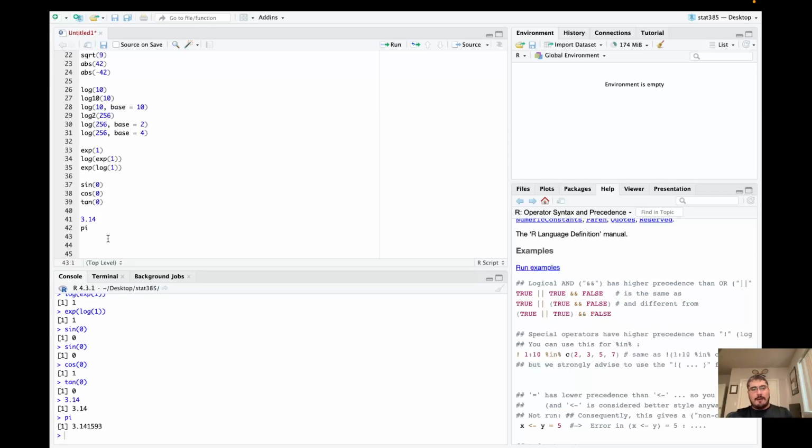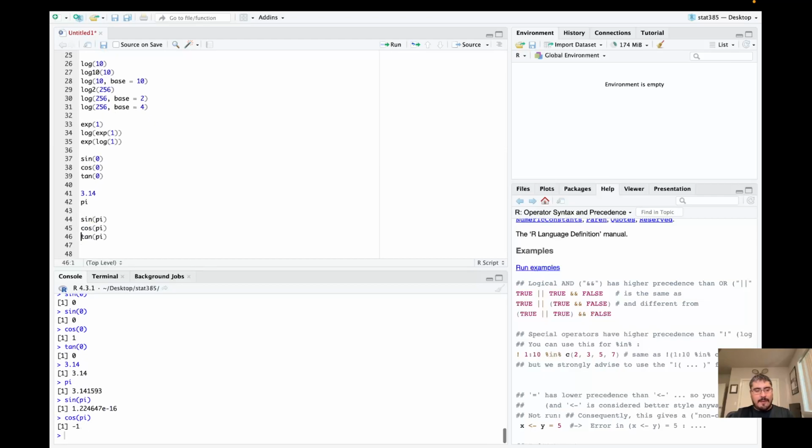Okay, so now where things get a little bit confusing is in what happens when we do sine of pi. Right here, we know mathematically that sine of pi should equal 0.